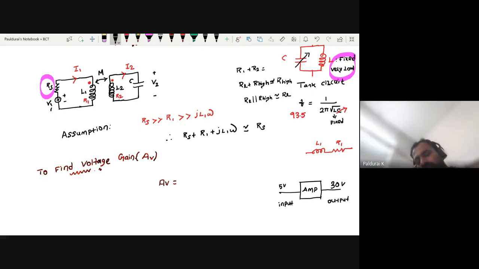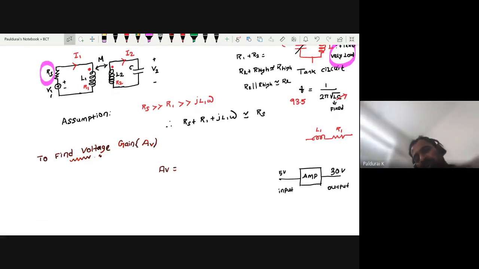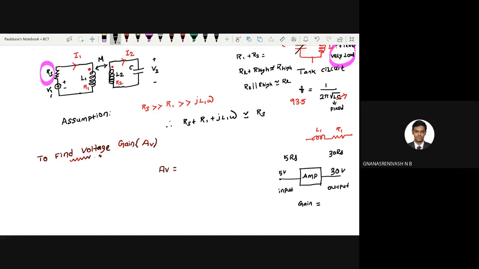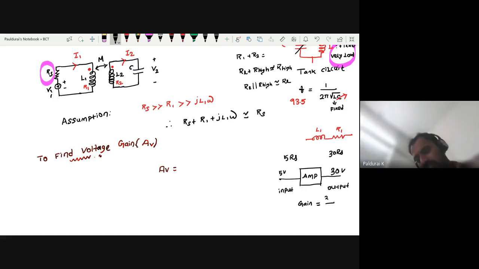Anyone? I'm giving you 5 rupees. With the help of that 5 rupees, you are doing some business, just assume, and you earned 30 rupees. So what is your gain? How will you calculate gain? How much is your gain? Output by input, so this is 30 divided by 5, which is equal to 6, right? So it's nothing but output divided by input. Yeah, very good. Thank you.